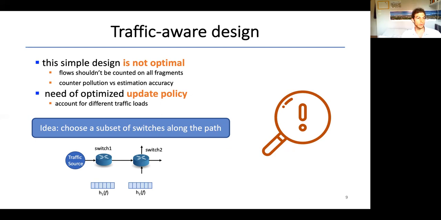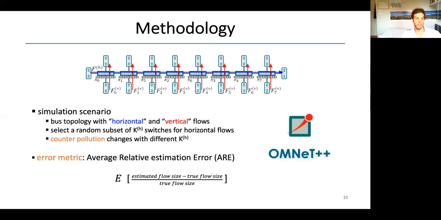Our goal is to optimize the fragment update policy, and we think that in general, this should take into account different traffic loads on the different devices. For example, consider this toy case where a traffic source generates a packet and we choose to count the packet only on the first switch. Maybe this can be a good choice if switch 2 is highly overloaded.